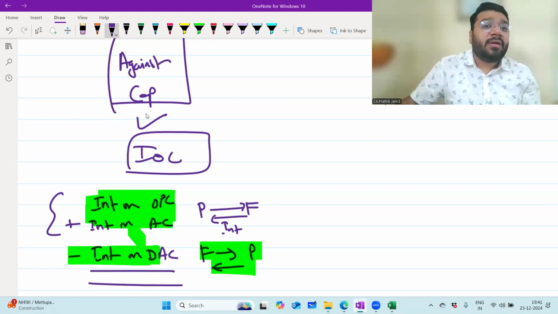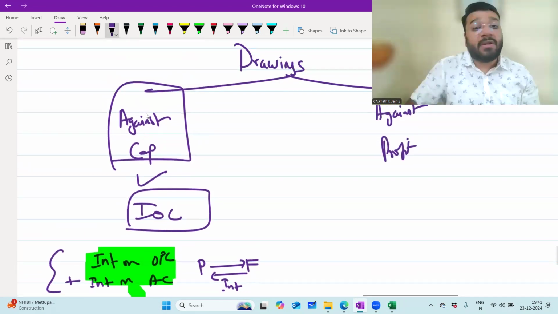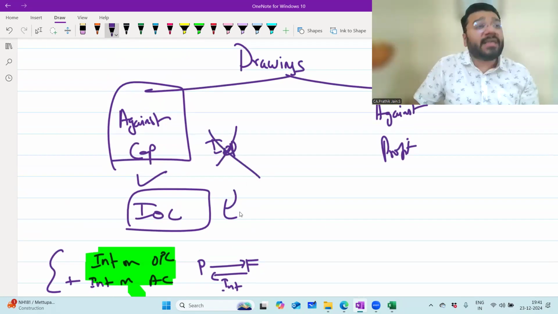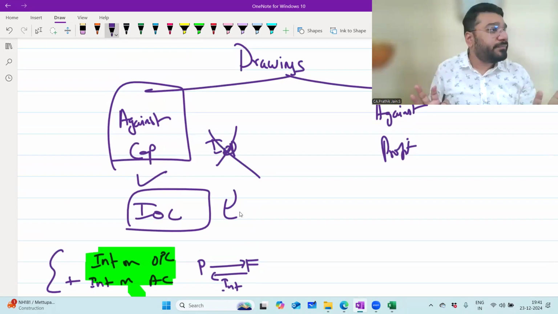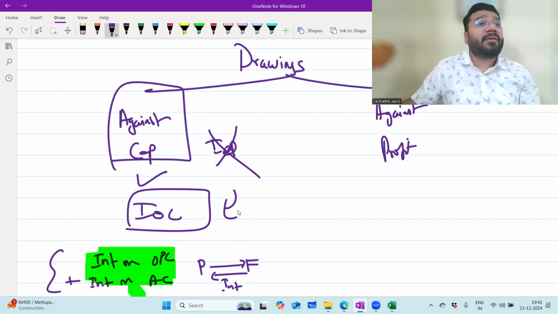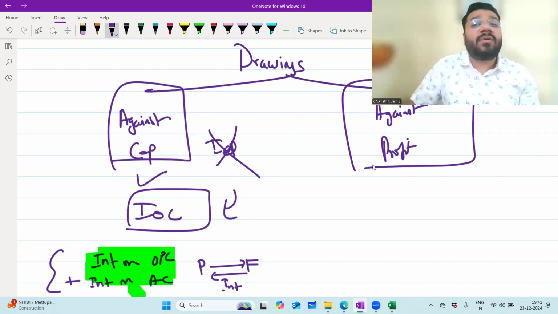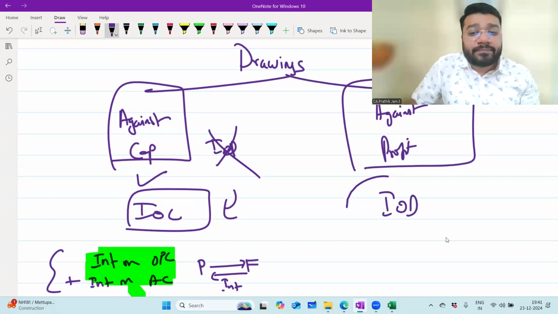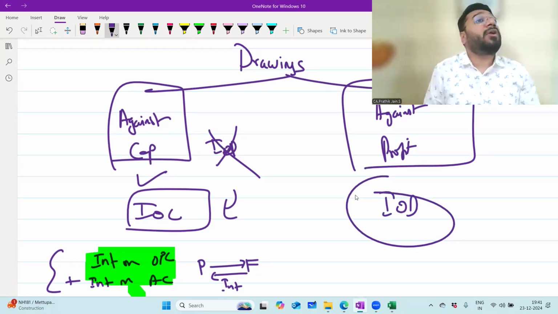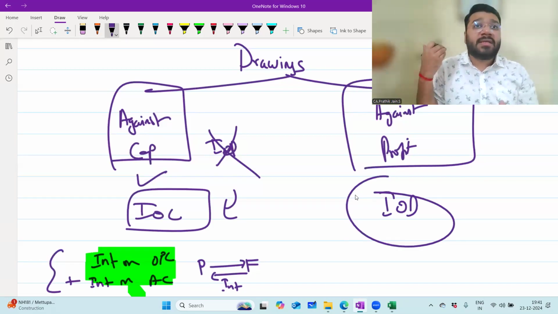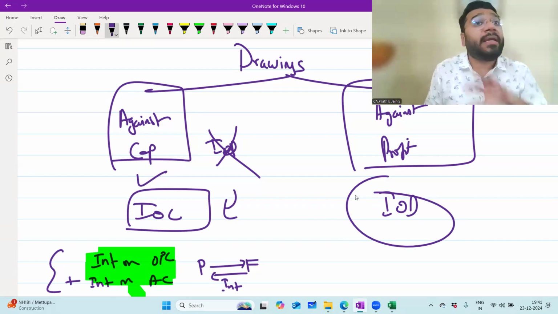So here, whenever in the question drawing against capital is given, will you calculate the IOD separately? Not required. No. In the IOC itself, the calculation has been taken care of. So IOD as a concept is coming exclusively under drawing against profit. This drawing against profit we cannot adjust against capital. Hence, for the money that is withdrawn from the business, we have to calculate the interest on drawing separately for it.